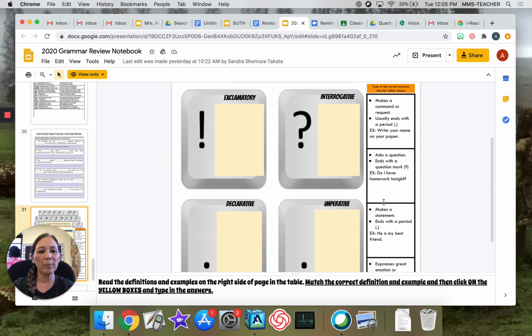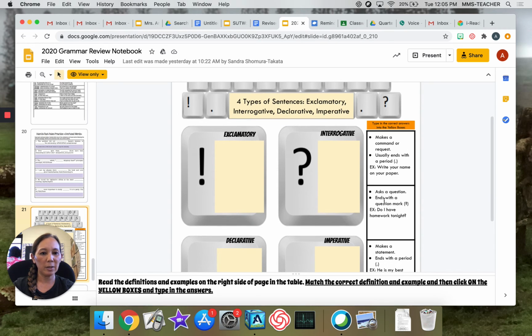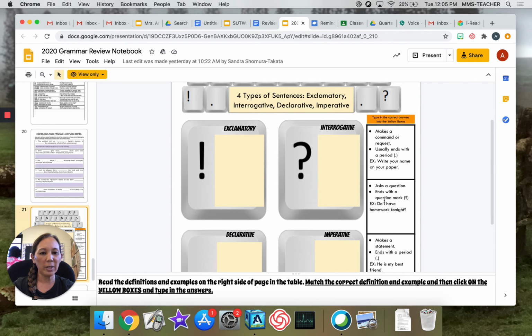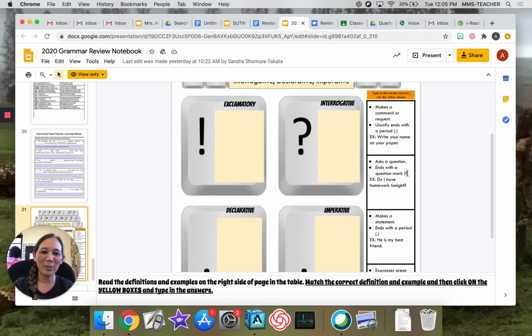Okay, the next type of sentence is in the second box. It asks a question. It ends with a question mark. Here's an example. Do I have homework tonight? And obviously, it must be an interrogative type of sentence, because there's only one here that has a question mark. So you're going to copy this into this yellow box here.